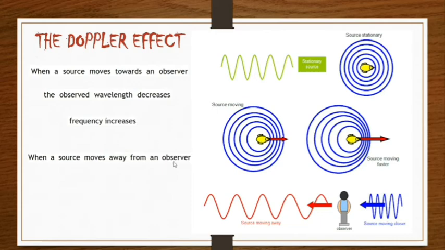When a source moves away from the observer, you can see here the red diagram, the observed wavelength increases. That's when the frequency decreases. Remember, frequency determines the pitch. So when frequency increases, then the pitch is higher. When frequency decreases, the pitch is lower. So when a source is moving towards an observer relatively, then the observer will hear higher pitch. When the source is moving away from the observer, then the observer will hear lower pitch.